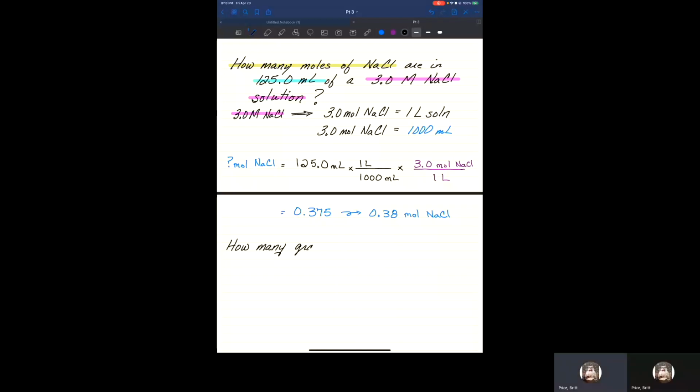How many grams of NaCl are needed to make 250 milliliters of a 1.50 molar NaCl solution? Question mark.